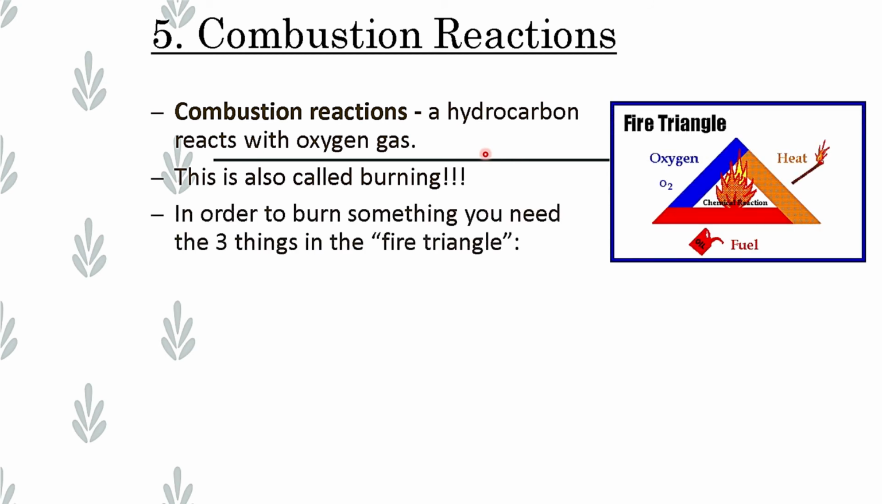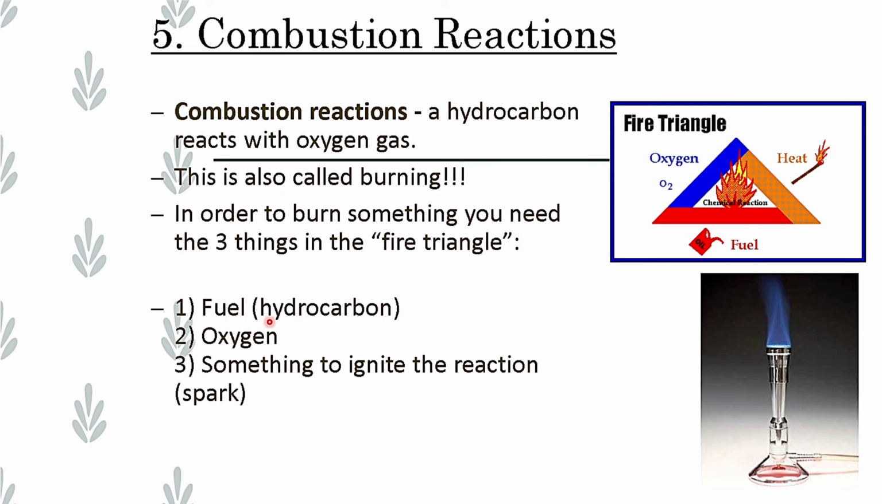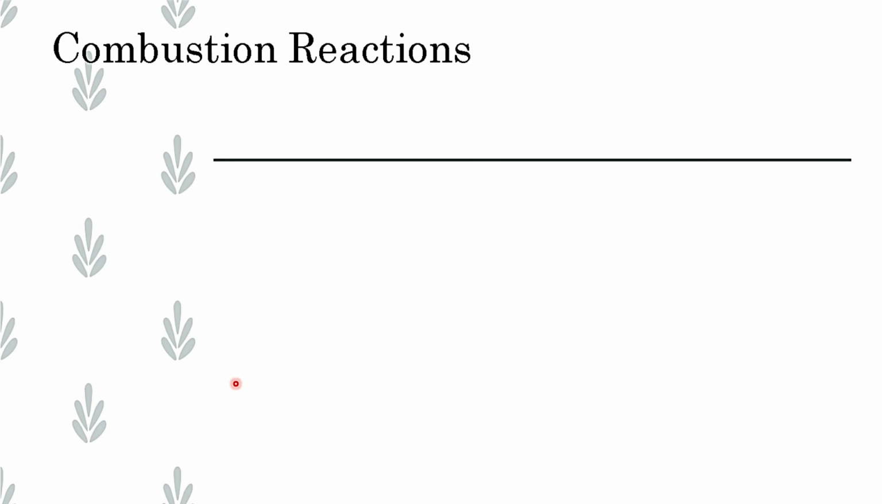For a burning reaction, we need three things to burn anything. In the fire triangle, we need three things: fuel, oxygen and something to ignite the reaction, like a spark or heat. So fuel is hydrocarbon, and oxygen you can get from the open environment. You need to provide heat also to start these combustion reactions.